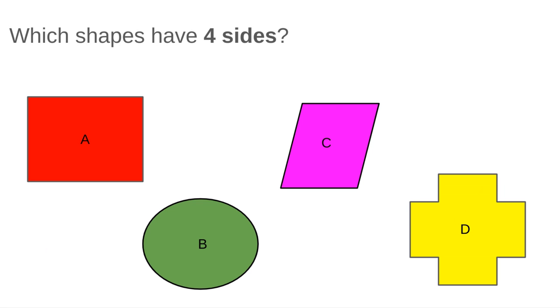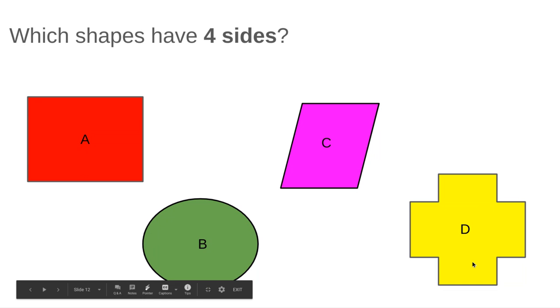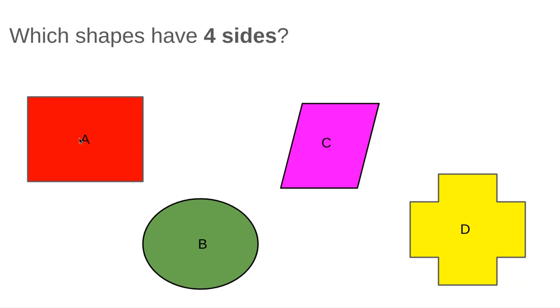Which of these shapes have 4 sides? Can you look at the sides? Remember, the sides are these straight, long ones here. Which shapes have 4 sides? I'll give you a second to count. All right, let's check out A. Does A have 4 sides? 1, 2, 3, 4. It does. A, the square, has 4 sides.